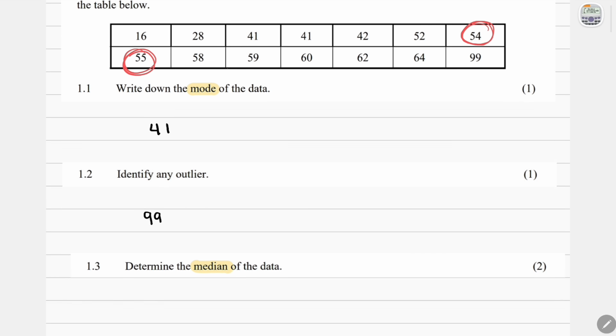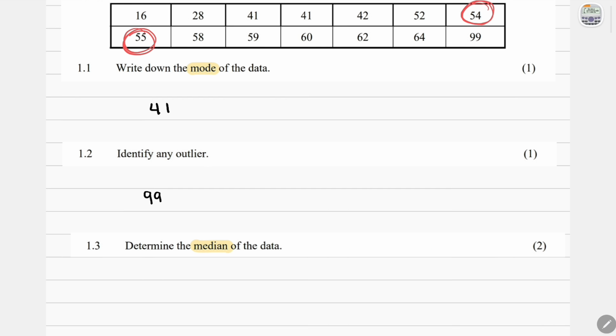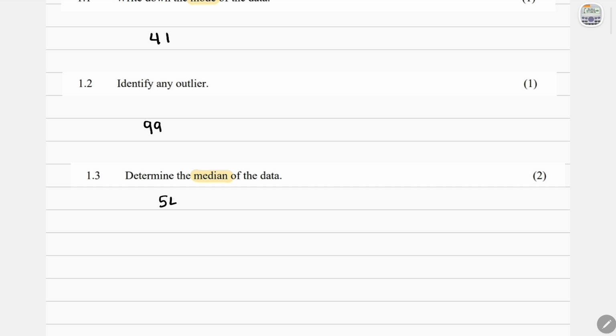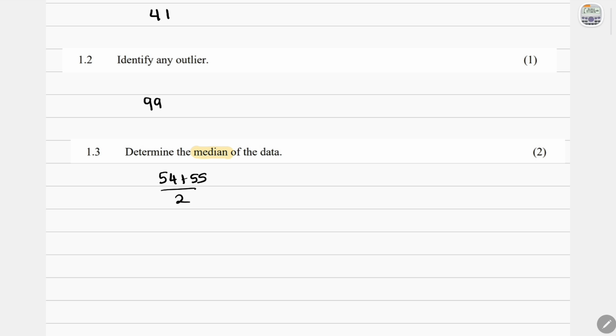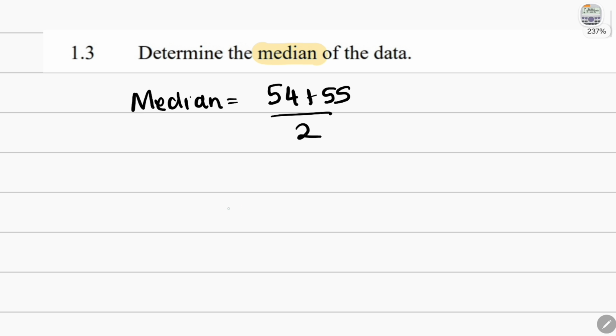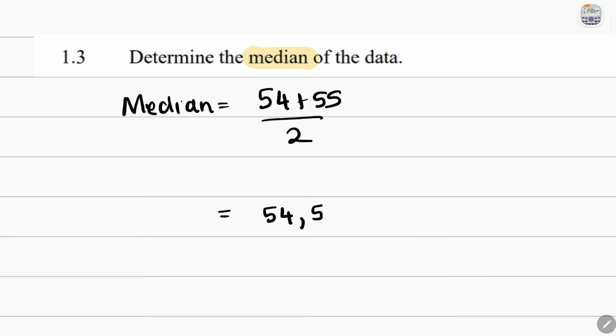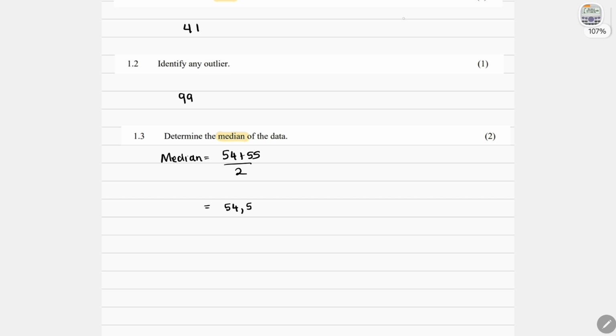And so the median would be the addition of them. You'd have to add them together: 54 plus 55 divided by 2. And then that will be our median. So this is equal to 54.5. And that is our answer. Moving on to the next question.